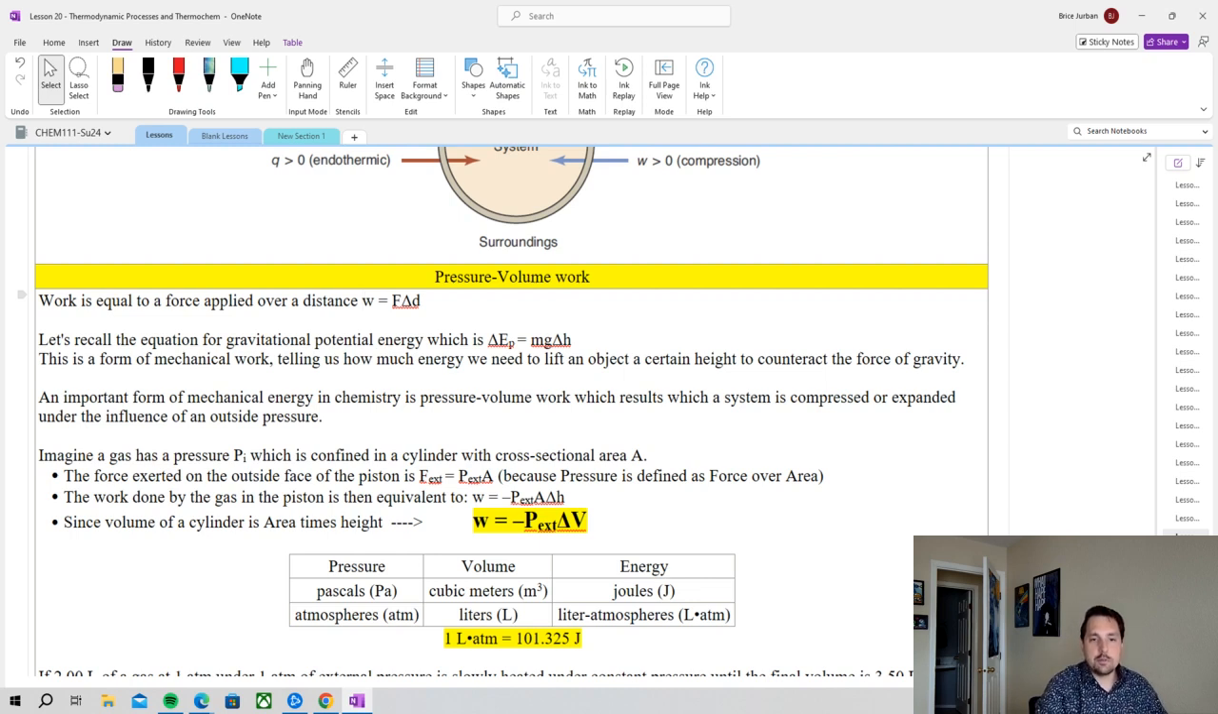For chemistry, we're usually going to be looking at pressure volume work, so we'll define this a very specific way.